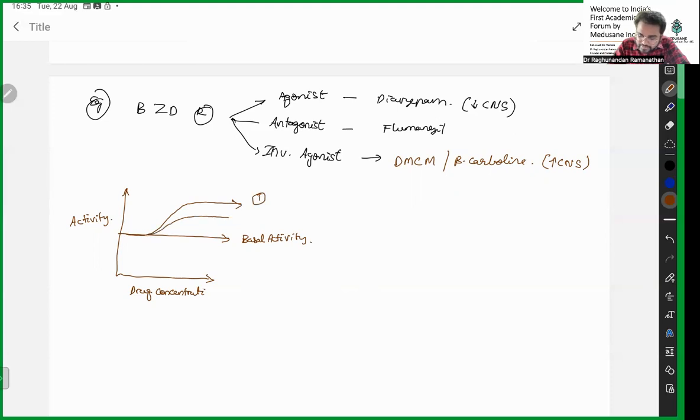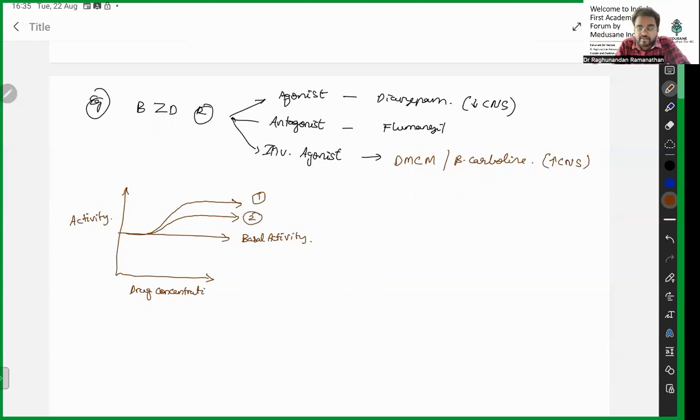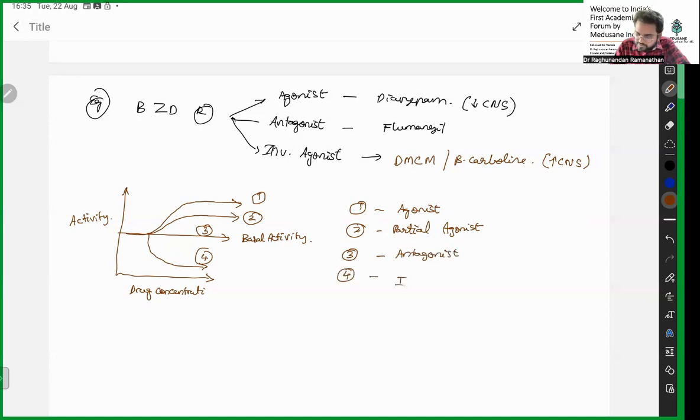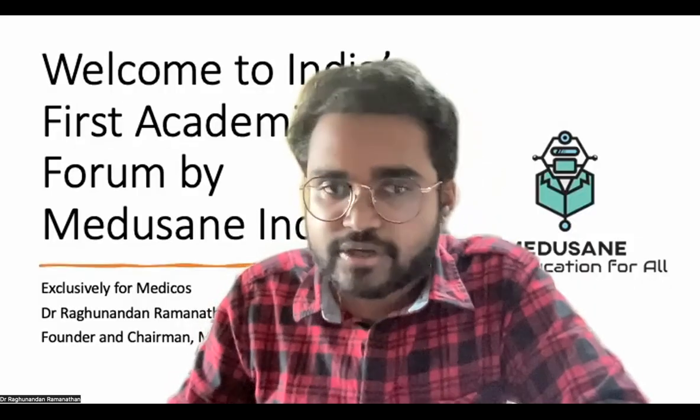The second one is going to be your partial agonist. You know what a partial agonist is, something that acts like a duplicate key. The third one is going to maintain the basal activity, that is the antagonist. And the fourth one is going to go below the basal activity, that is your inverse agonist. Number 1 is the agonist, number 2 is your partial agonist, number 3 is your antagonist, and number 4 is your inverse agonist.